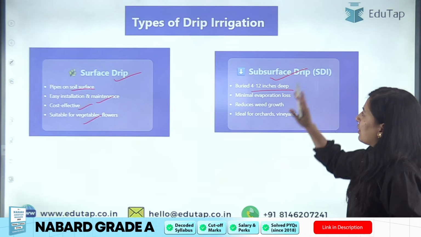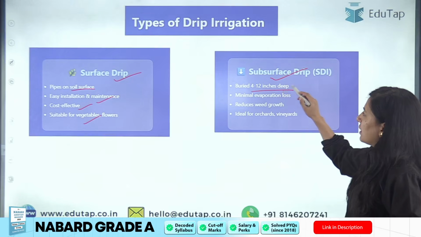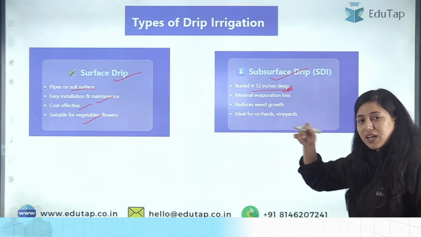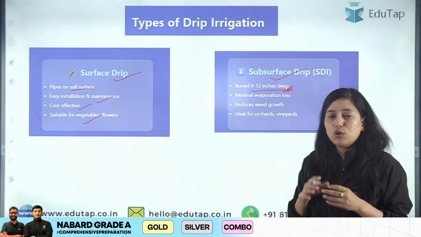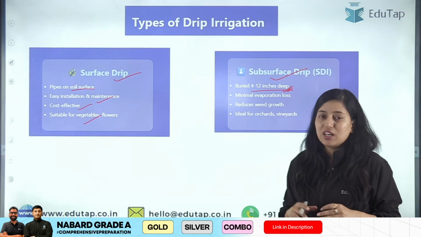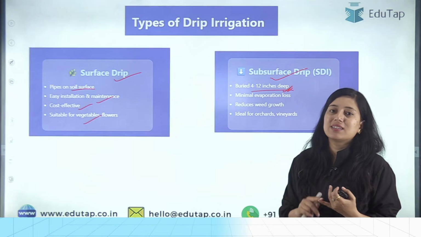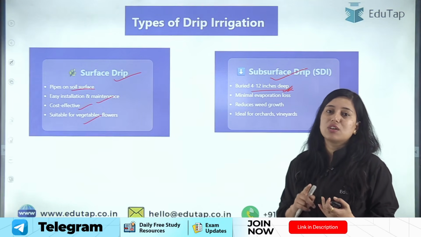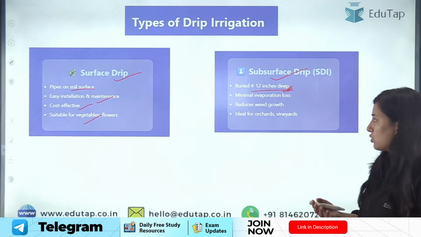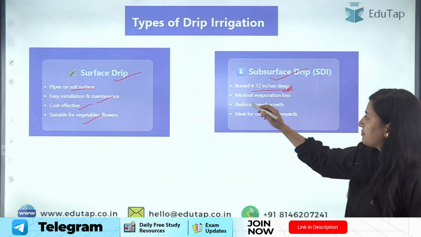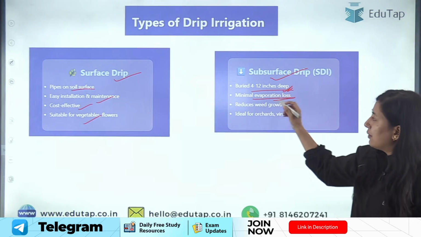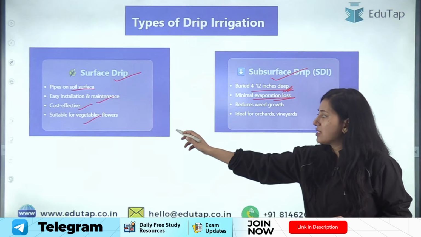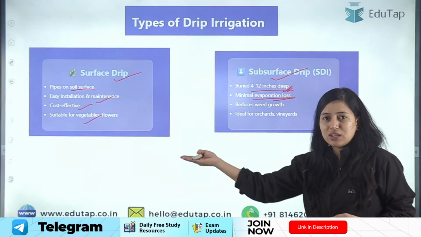Right? Now, if I talk about subsurface irrigation system, here we need to bury these pipes at 4 to 12 inches below the soil surface. So that will increase your maintenance cost, that will increase your installation cost, that will increase your overall cost of installation, right?